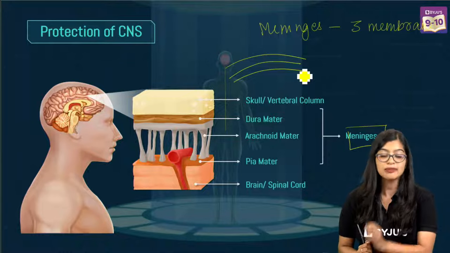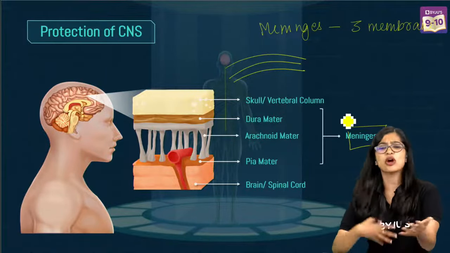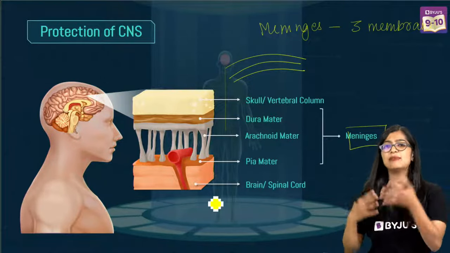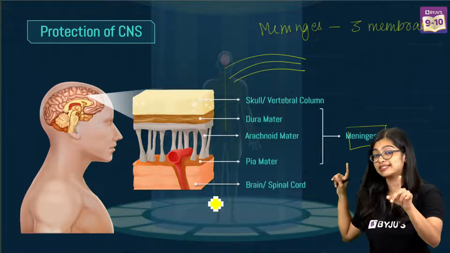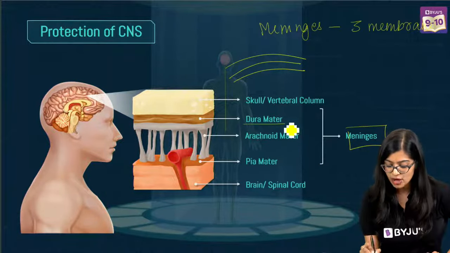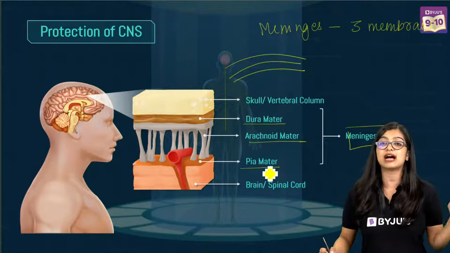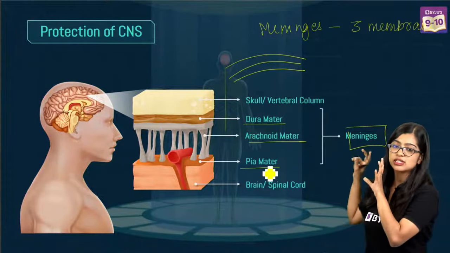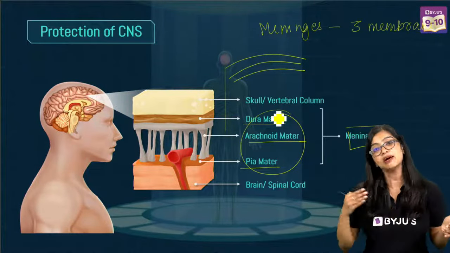The vertebral column is also known as the backbone of our body. I'm not going into the details, but the three names could be useful if you want to write them down. For your exam, this is not necessary. The three membranes are dura mater, arachnoid mater, and pia mater. This is just some extra information about the three membranes that make up the meninges.